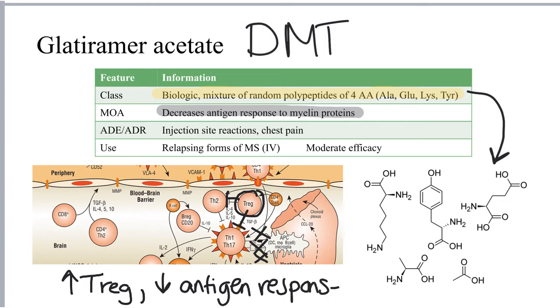The most common adverse effects associated with glutamate acetate are injection site reactions and chest pain. It's indicated for use in relapsing forms of MS as an IV drug, and it is also considered to have moderate efficacy.